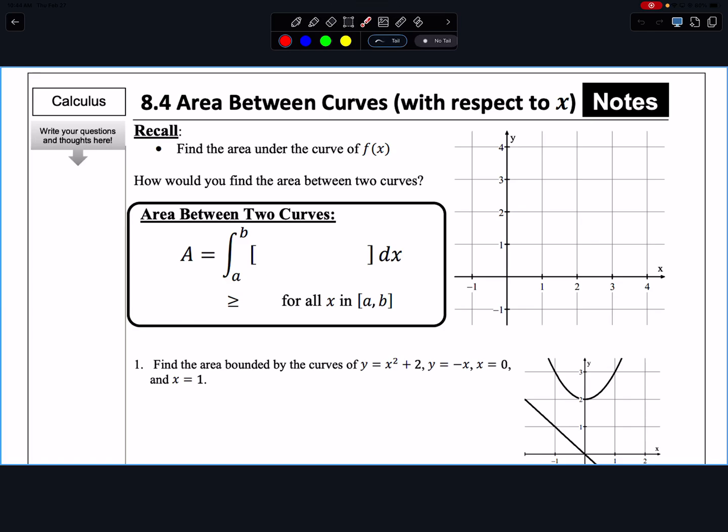So this is going to get broken up into two sections. The first section we're going to do is the area with respect to x.